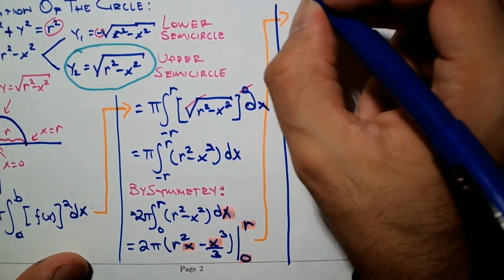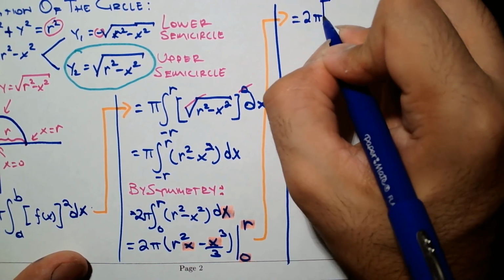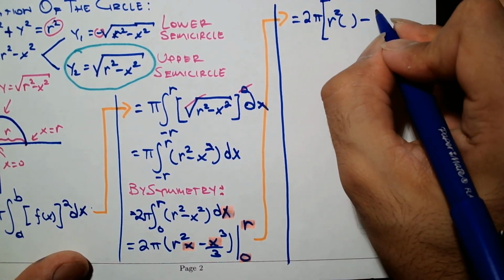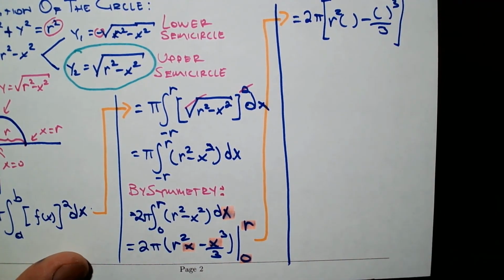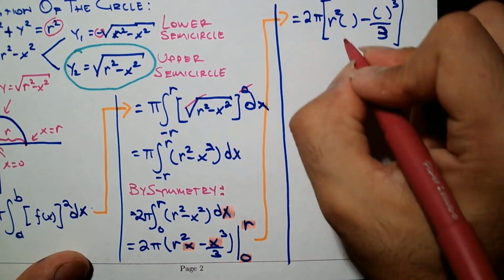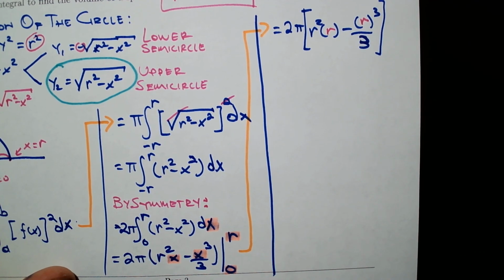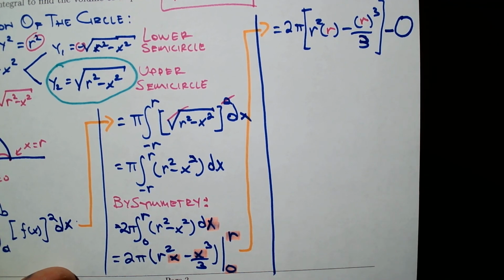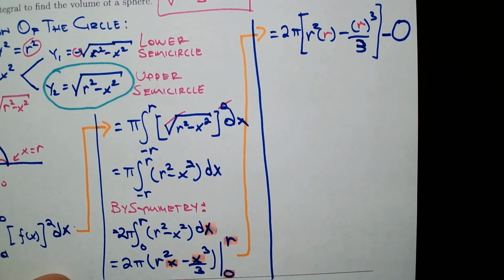Okay, so this is going to be 2 pi times r squared times r minus r cubed over 3. All right, plugging in the upper limit, this is r and this is r. Notice for the lower limit you can just say minus 0, because what's going to happen if you plug in 0 over here and there? Everything is going to get zeroed out.